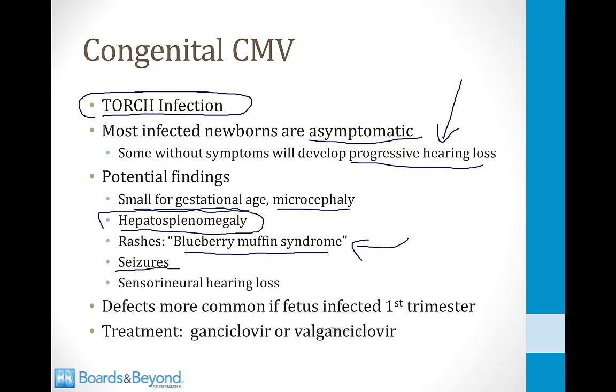These babies can also have seizures, and they sometimes have evidence of sensorineural hearing loss. And the defects are more common if the fetus is infected in the first trimester when the organs are growing. And you can sometimes treat newborn babies who have this infection with medicines like ganciclovir and valganciclovir.